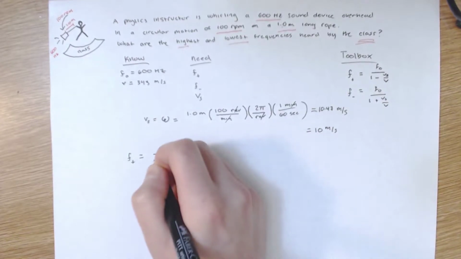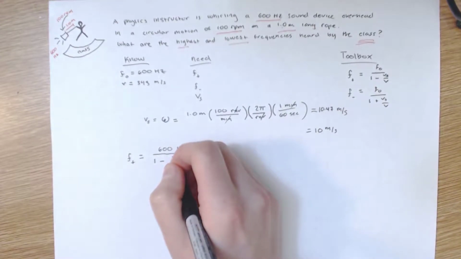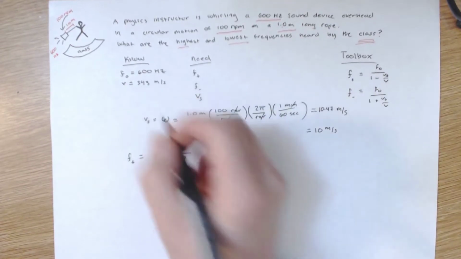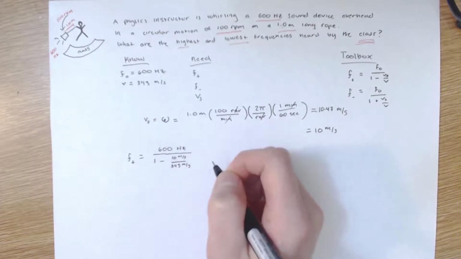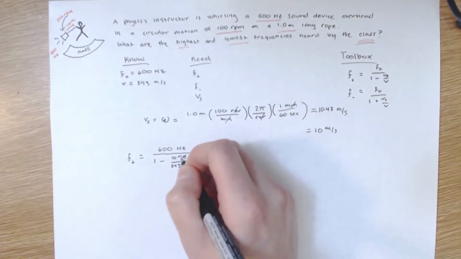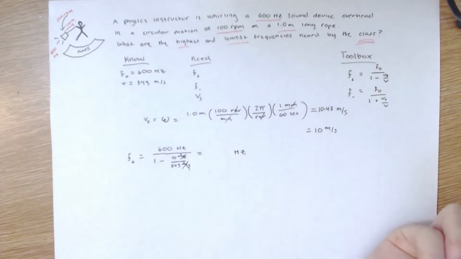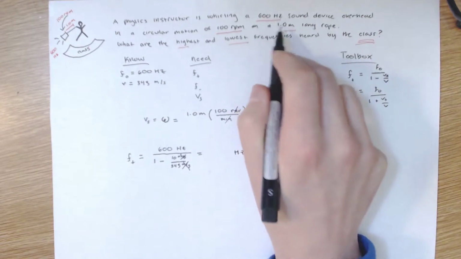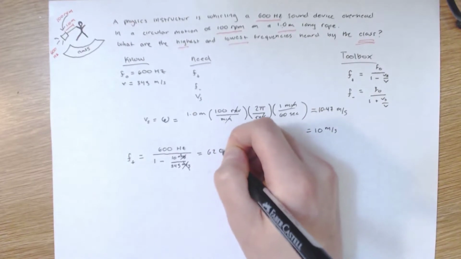divided by 1 minus V sub S, which we found to be 10 meters per second, divided by V, which is 343 meters per second. Our meters per second cancel out, and so we know we're going to get our answer in hertz as desired. So if you carry out this calculation, you will get 618 hertz, but we only get two significant figures, so it will round up to 620.